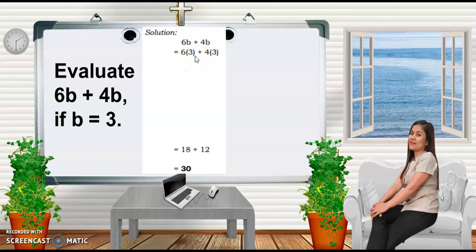The product of 6 and 3 is 18. Copy the plus sign. 4 times 3 is 12. After you simplify, you add 18 plus 12. That is 30. So always remember to follow the GEMDAS rule after you substitute the variable with its corresponding value. Now look at these expressions which are almost the same.